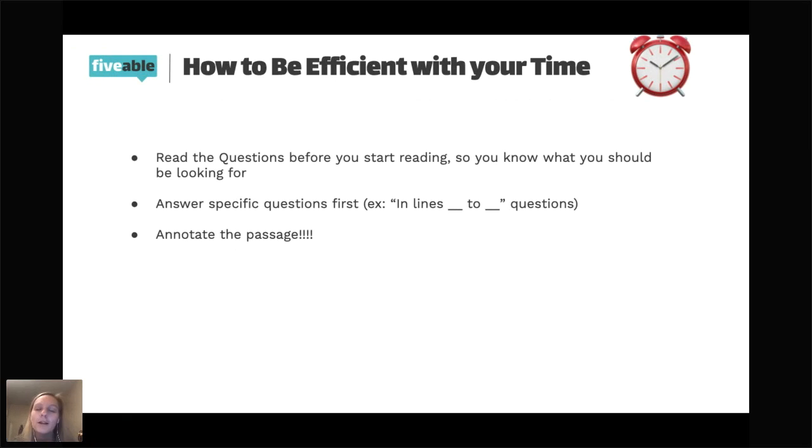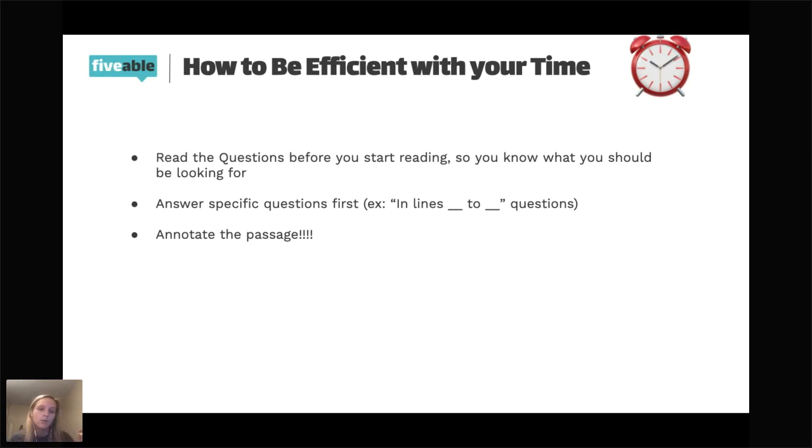So read the questions before you start reading the passage. This is what I did when I took my AP exam, and I found that it was super helpful to read the little information bit above the article to know what it was about, and then look at the questions and be like, okay, this is what I need to look for, this is what I need to underline, and try and piece together anything that could help me answer a question. What also helped me in both my AP Lit exam and my SAT and ACT, this also helped.